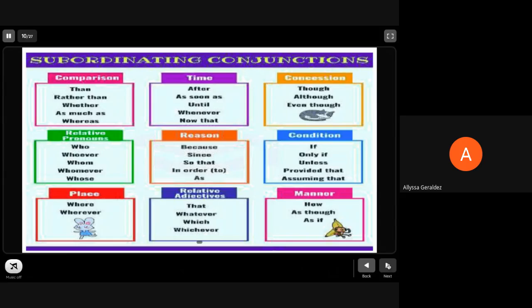Reason: because, since, so that, in order to, and as. Condition: if, only if, unless, provided that, assuming that. Place: where, wherever. Relative adjectives: that, whatever, which, whichever. And for manner: how, as though, and as if.